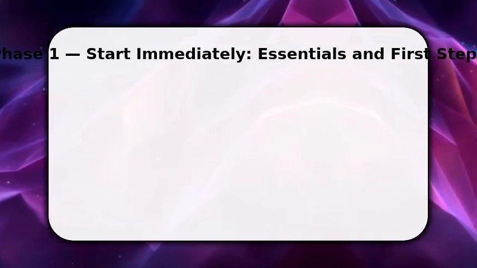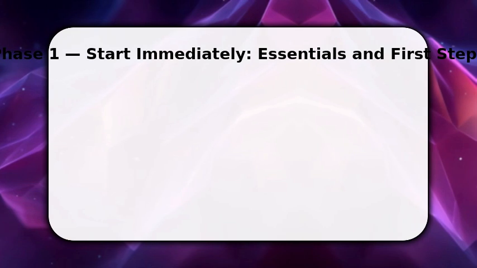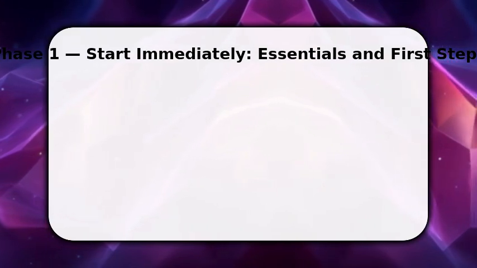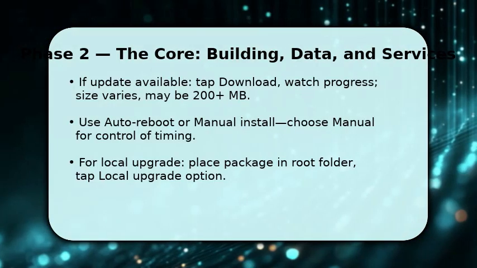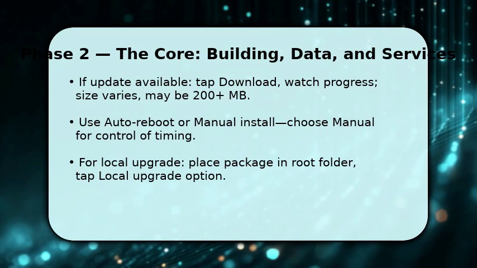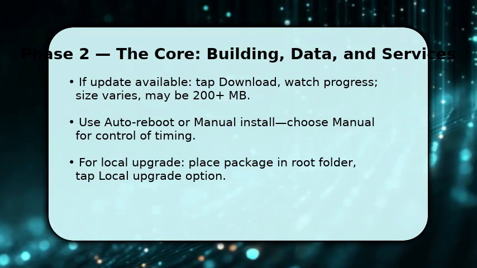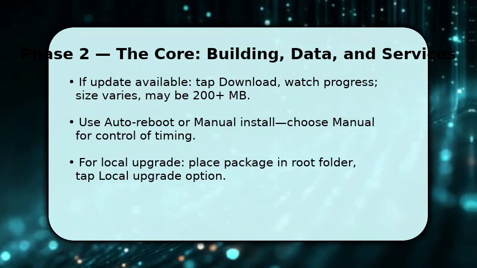Now, open Settings and go to System Updates. This is the first actionable step. Tap Check for updates so the phone can locate the latest official package. Once the update appears, tap Download and watch the progress. Packages can be 200 MB or larger depending on the release.